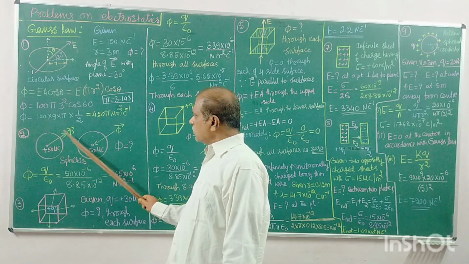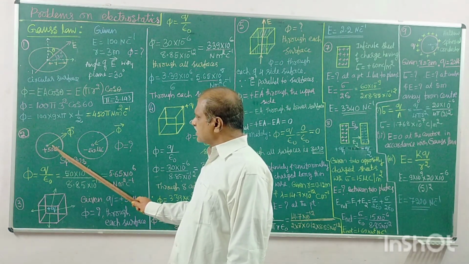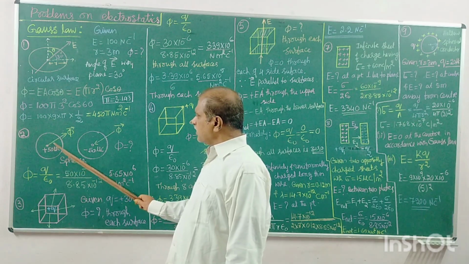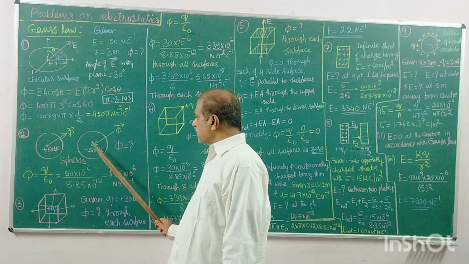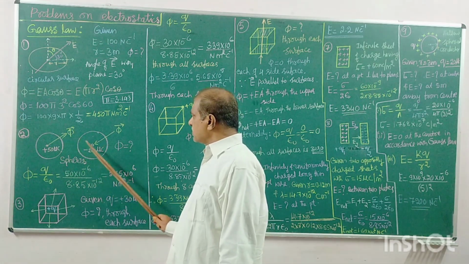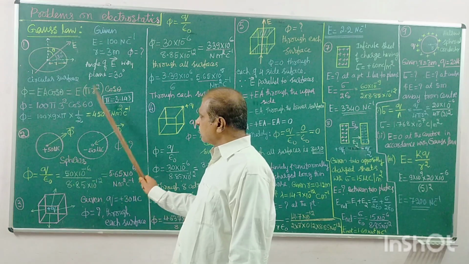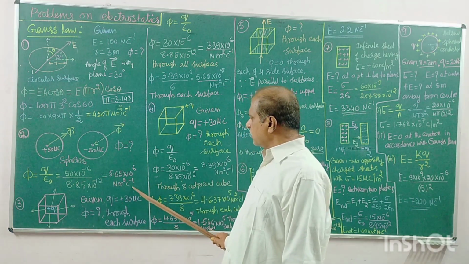It is in the outward direction. It is in the inward direction. If the charge is plus, the electric flux is always in the outward direction. If the charge is minus, the electric flux is in the inward direction. Only difference is direction. Magnitude remains the same. Electric flux through the surface is this value, in Newton square meter per coulomb.